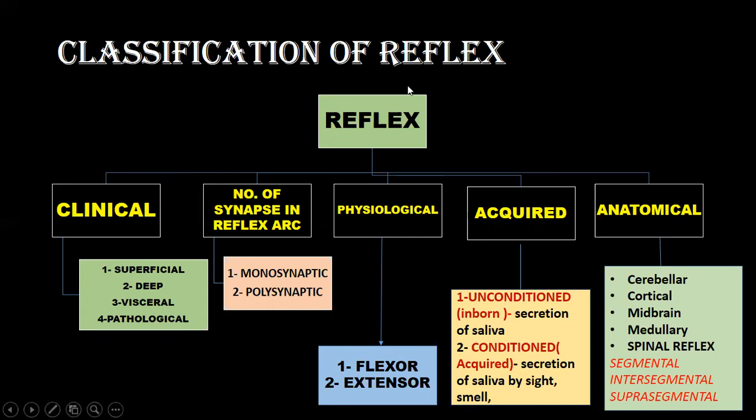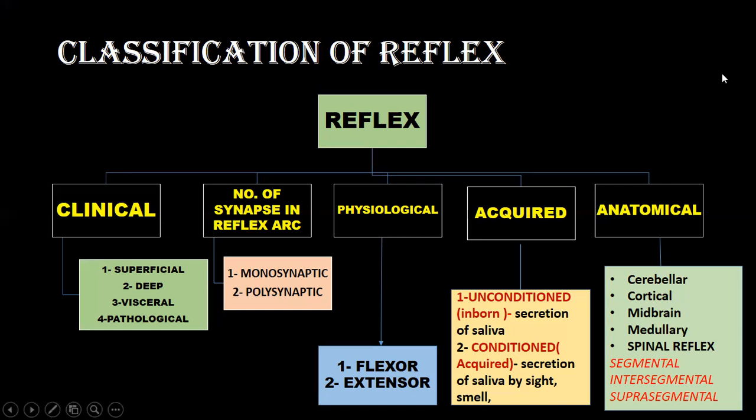When we talk about the types or the classification of the reflexes, we say that the reflexes are classified on the basis of: first one is clinical, second is the number of synapses. We have already known what synapses are. If you don't know, just watch the lecture on this. Then another classification is physiological classification. Then we have the acquired and anatomical classification.